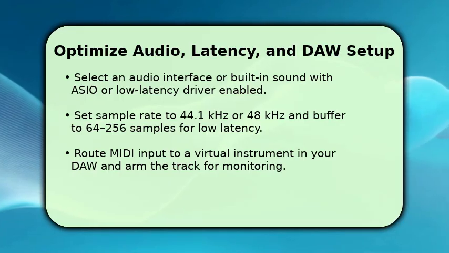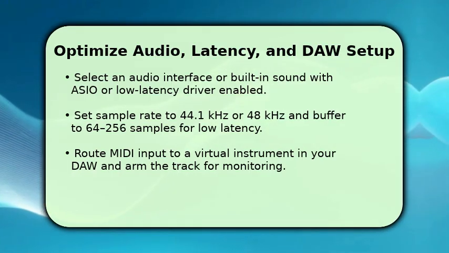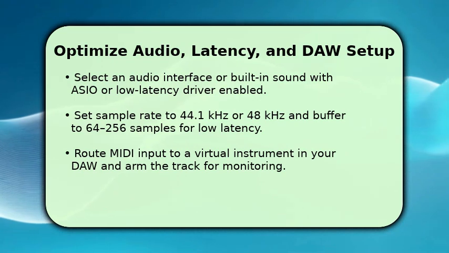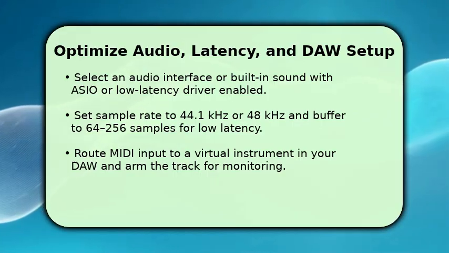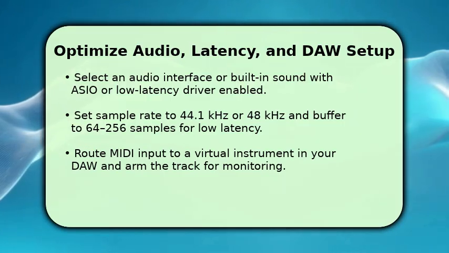Set the sample rate to 44.1 kHz or 48 kHz, and set the buffer size between 64 and 256 samples. Lower buffer sizes reduce latency but increase CPU load. Adjust based on performance. Create a MIDI track, assign a virtual instrument, and arm the track for input and monitoring. Test playback and tweak latency.